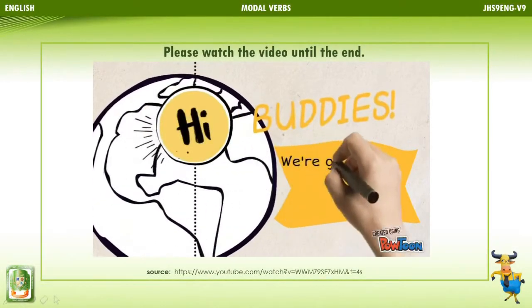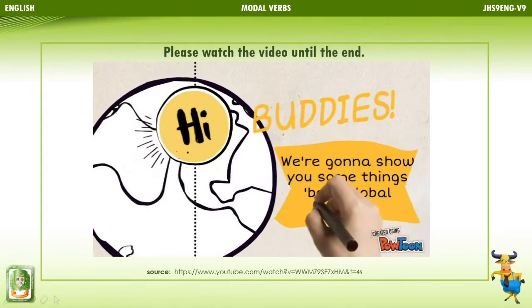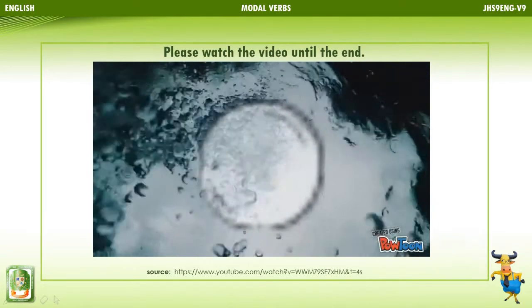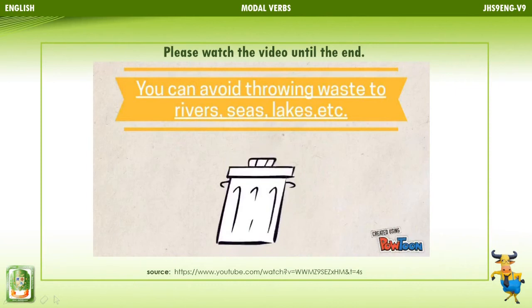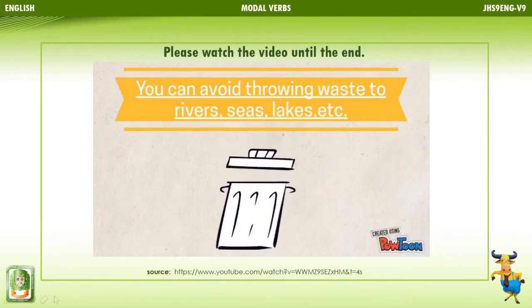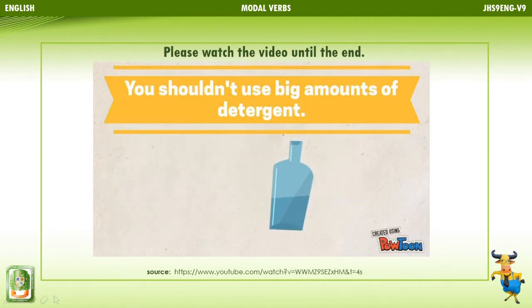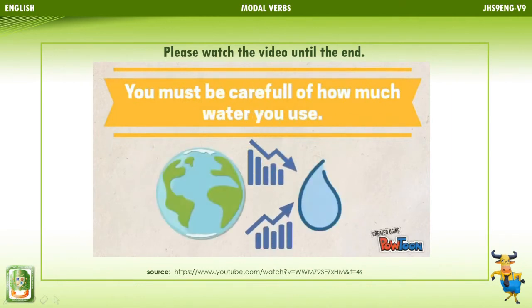Hi buddies. We are gonna show you some things about global warming. Let's start talking about water pollution. You can avoid throwing waste to rivers, seas, lakes, etc. You shouldn't use big amounts of detergent. You must be careful of how much water you use.